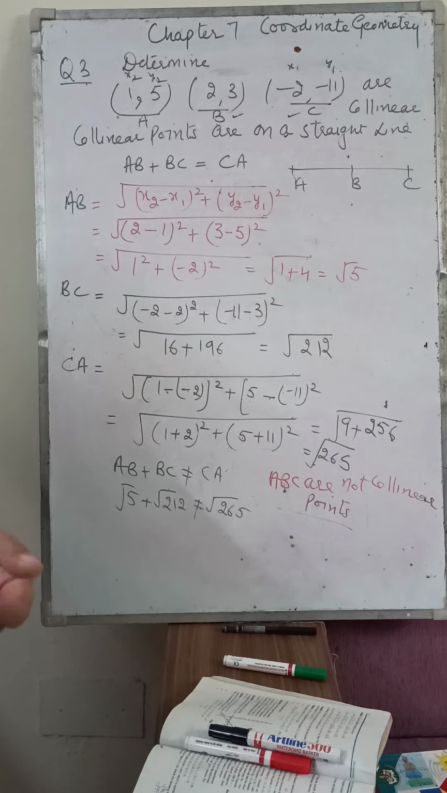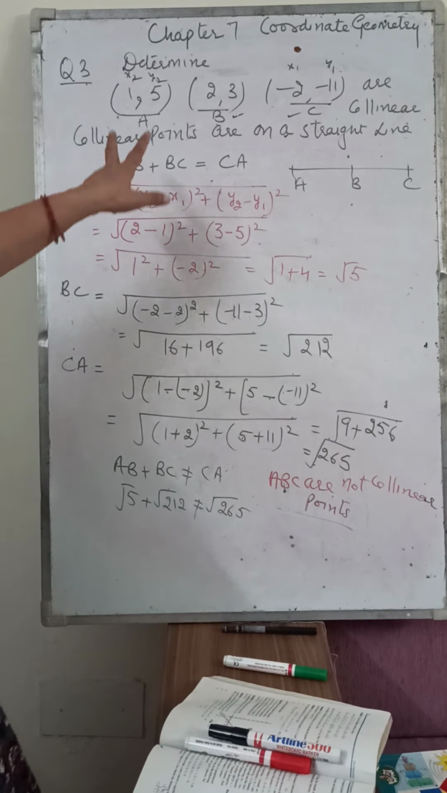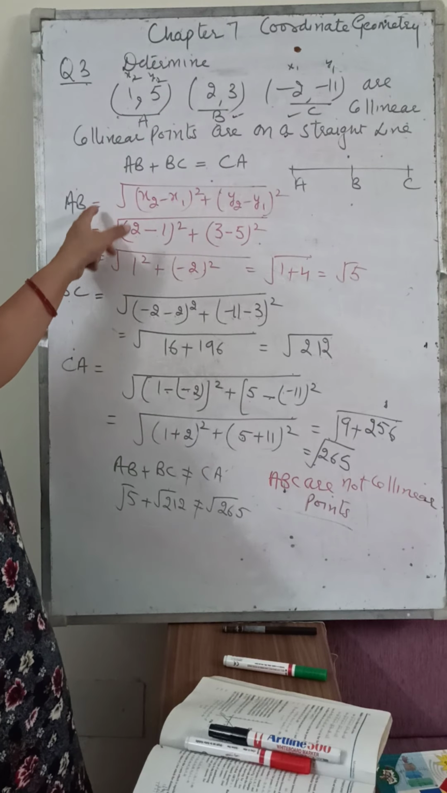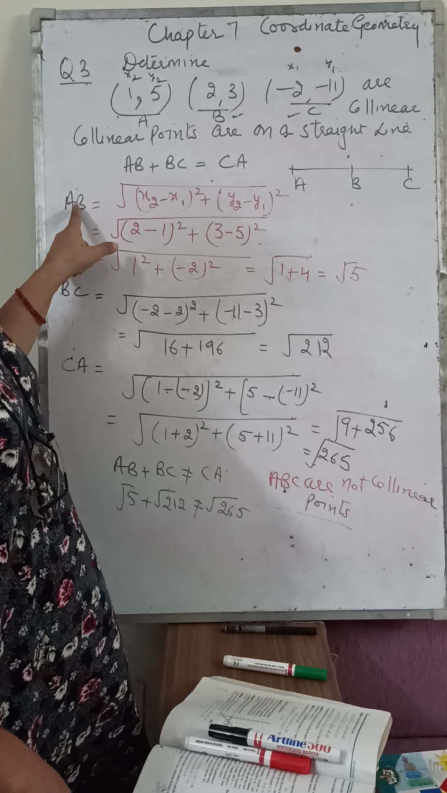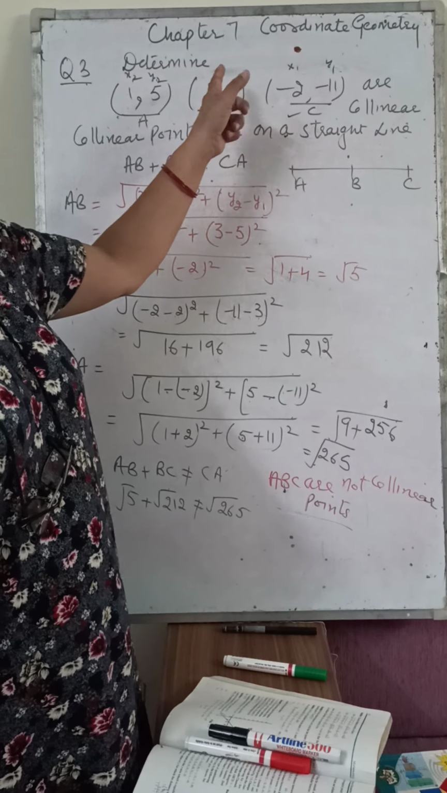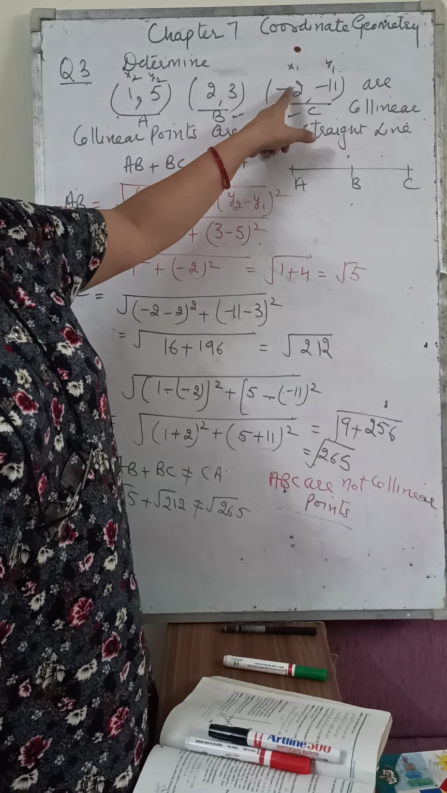Is this clear to all of you? Any doubt? What you will do? You will find AB distance taking x1, y1, x2, y2 these points. You will find BC distance x1, y1 and this one you will take x2, y2.